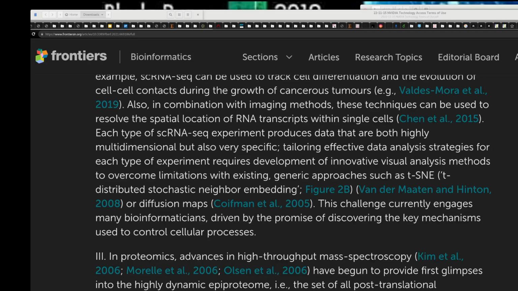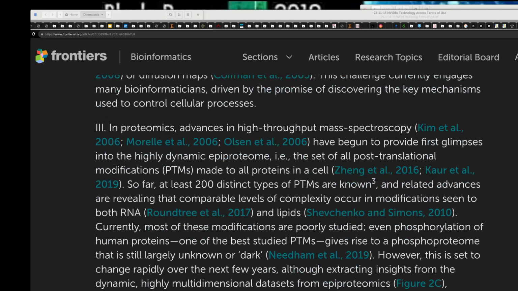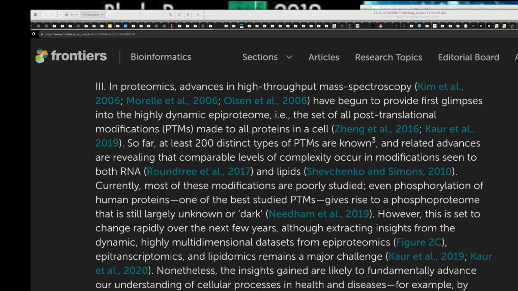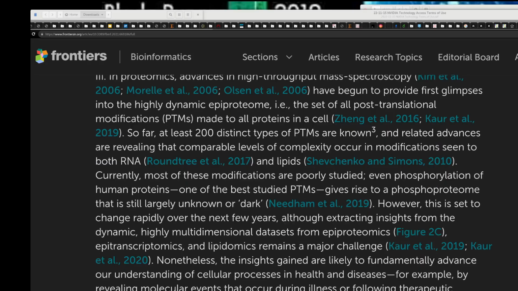3. In proteomics, advances in high-throughput mass spectroscopy, Kim et al., 2006, Morel et al., 2006, Olson et al., 2006, have begun to provide first glimpses into the highly dynamic epiproteome, i.e., the set of all post-translational modifications, PTMs, made to all proteins in a cell, Jung et al., 2016, Kaur et al., 2019. So far, at least 200 distinct types of PTMs are known, and related advances are revealing that comparable levels of complexity occur in modifications seen to both RNA, Rountree et al., 2017, and lipids, Shevchenko and Simons, 2010.